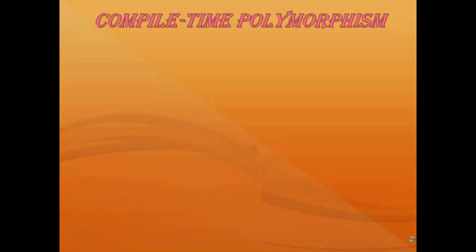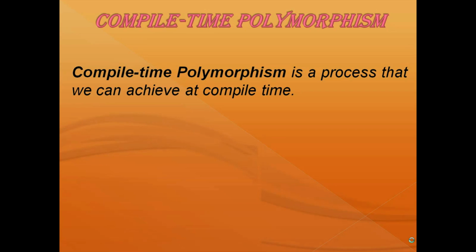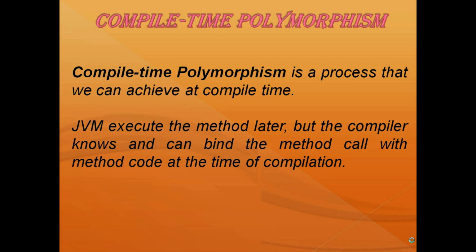Next, let's discuss compile time polymorphism. What is compile time polymorphism? Compile time polymorphism is a process that we can achieve at compile time. Or in other words, the Java compiler knows which method is called at the time of compilation. Of course, the JVM also executes the method later, but the compiler knows and can bind the method call with the method code at the time of compilation.